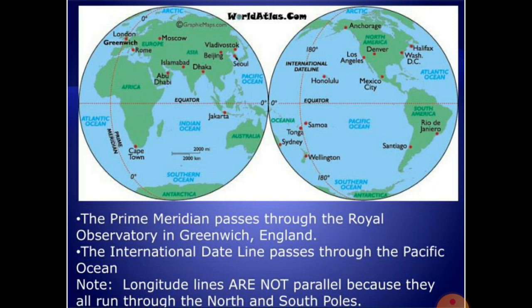Here again we should note that these longitude lines are not at all parallel, because they all run through the north and south poles. Near the poles they are very close, and at the equator they are at the maximum distance. Always remember, whenever you draw the diagrams, you should keep these things in mind.